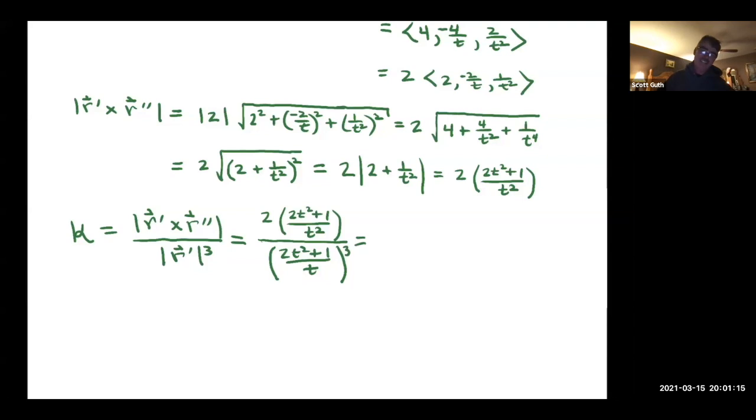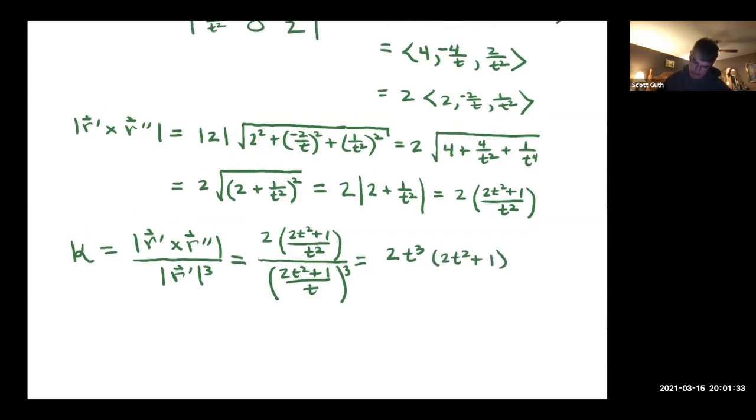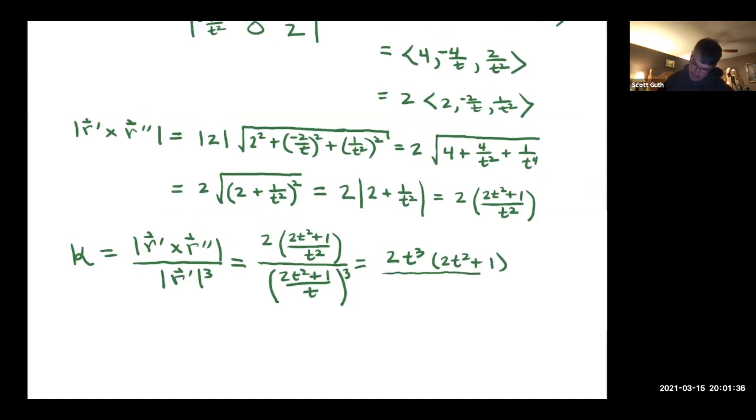So it's horrible, but let's see. I've got a 2. I think there's a t to the 3rd. There's a 2t squared plus 1. I think that's all that's on top. And in the denominator, there's a 2t squared plus 1 to the 3rd. And then a t squared. Like that. So it looks like you're going to get 2t over 2t squared plus 1 squared.